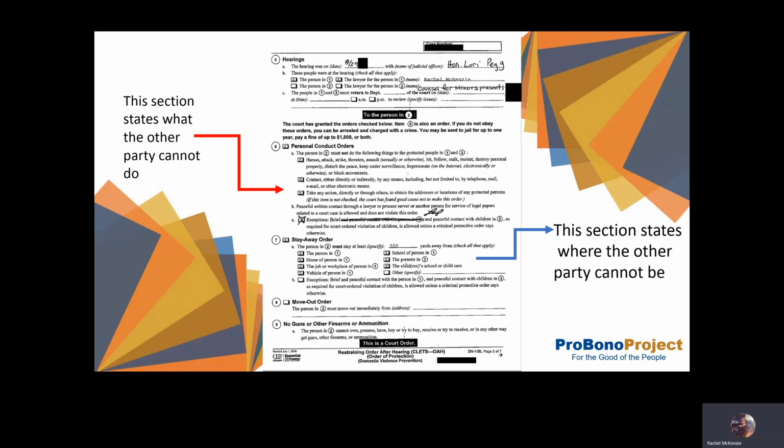So in this order, you see that this person needs to stay 300 yards away. That's 3 football fields away from the protected person and the additional kids, in this situation, protected parties, their house, their job, the vehicle, the school of both the protected party as well as the school of the additional protected people, and the children's daycare.